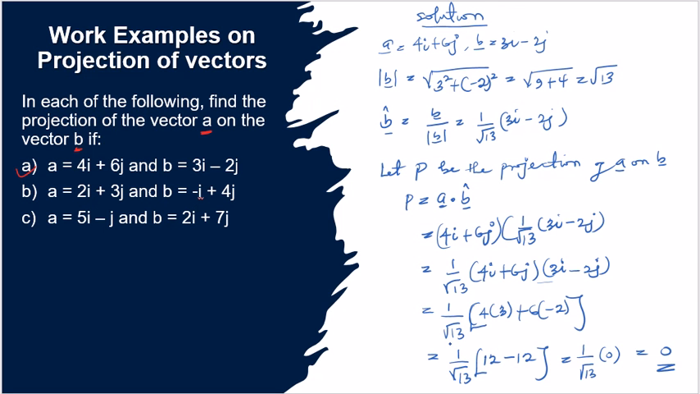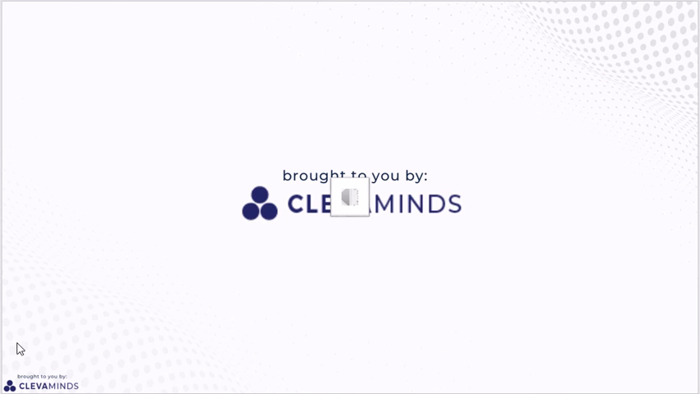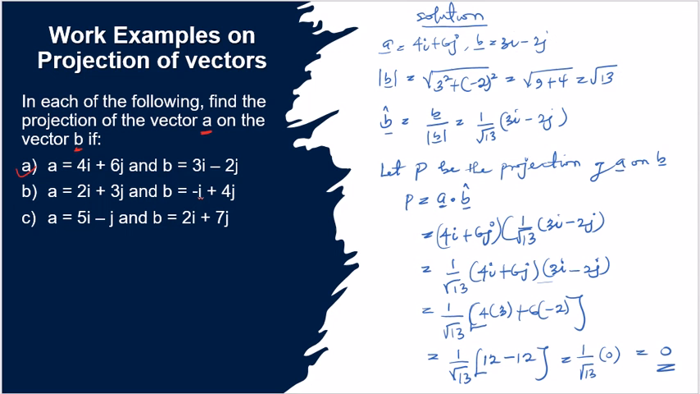Can you see that, class? Okay, that's very good. So we have come to the end of this class. You can do B and C on your own to check how to do it, following these steps.